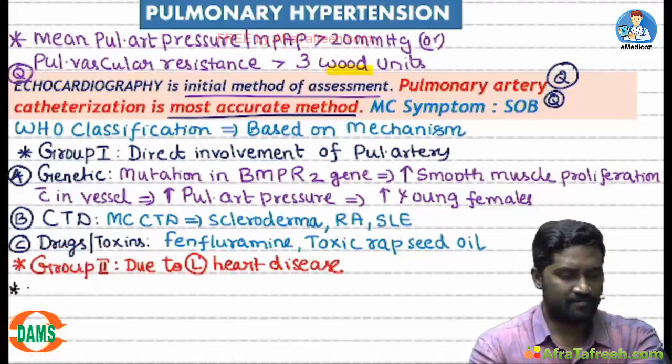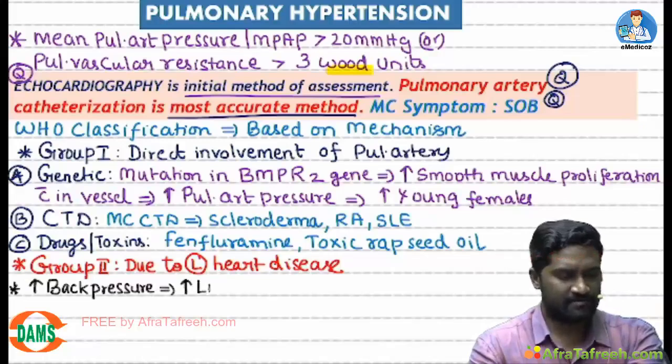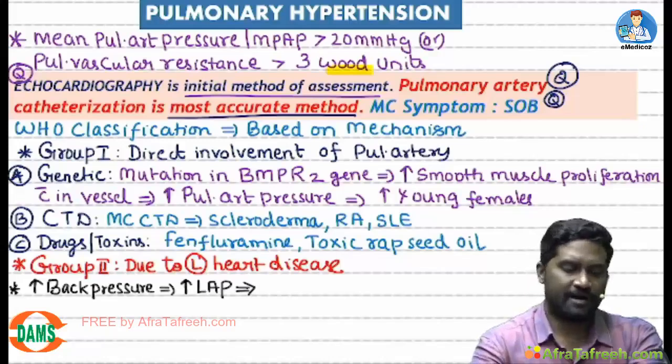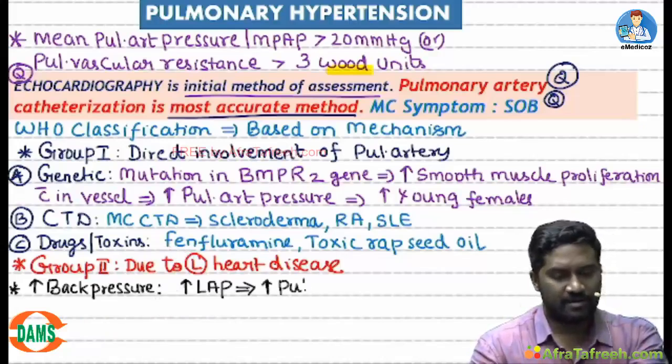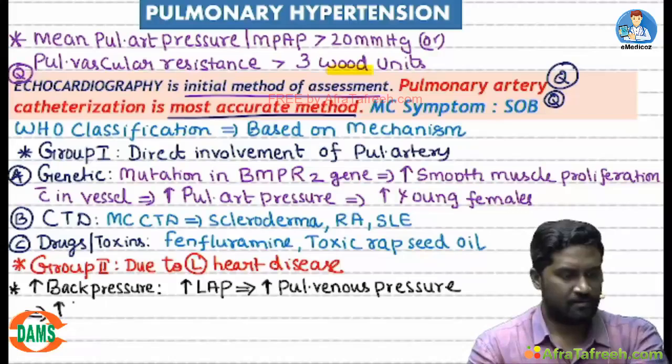What is the mechanism? I have discussed. Because of left heart disease, there will be increased back pressure. Because of this increased back pressure, there will be increased left atrial pressure that will result in increased pulmonary venous pressure. Increased pulmonary venous pressure can result in increased pulmonary capillary pressure.